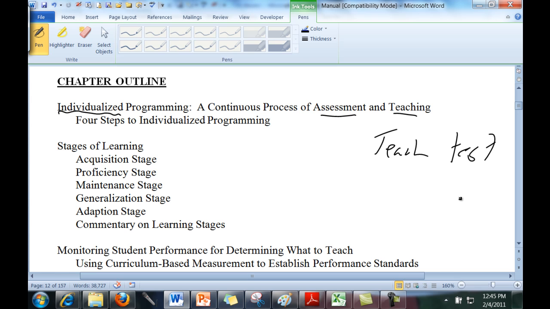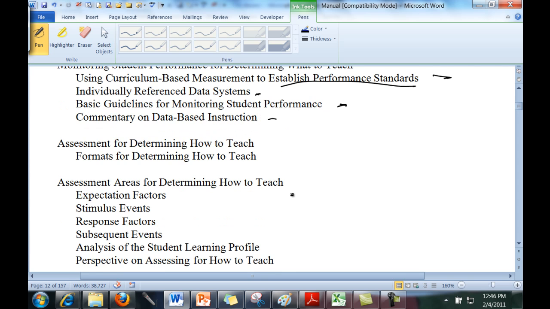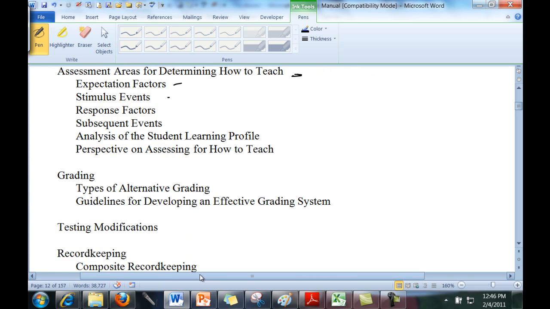The first thing will be the stages of learning, which I'm going to ask you to get involved in putting together. I'm not going to spend a lot of time on that. I'll spend more time on monitoring, like curriculum-based, these performance standards, data systems, monitoring that data, and then a little commentary on that. And then after monitoring, how to determine what to teach. What are some formats for that? And then what can be some of the factors in determining how to teach, like teacher expectations, stimulus, and I'll spend some time on that in discussion.